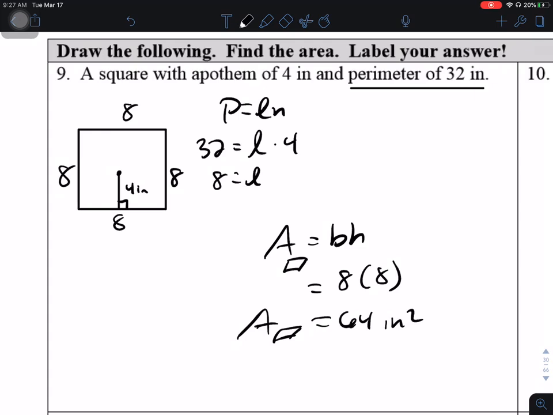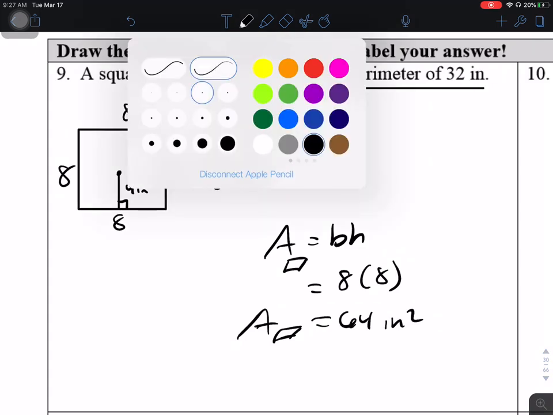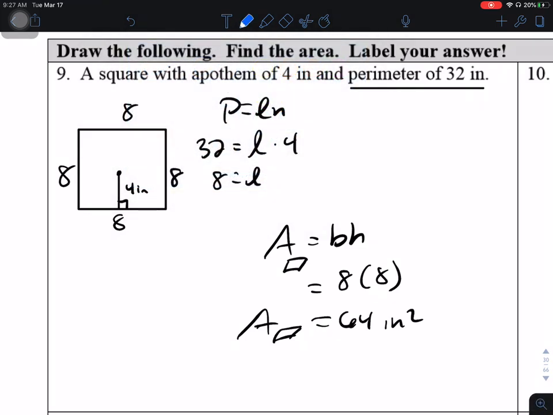Another reason why we know that's 8. In a square, if you draw an apothem to 2 opposite sides, 4 and 4 is 8, so you know each side is 8 as well. Picture, perimeter, area.